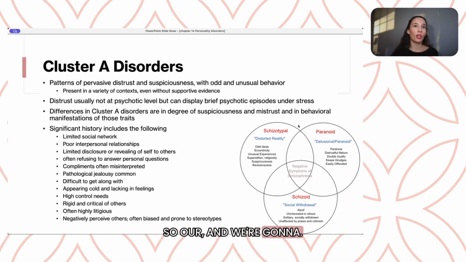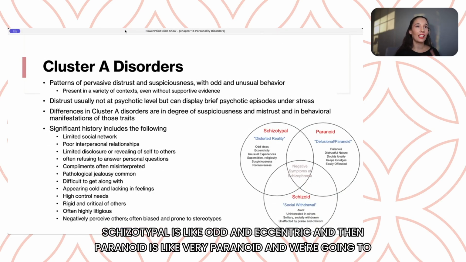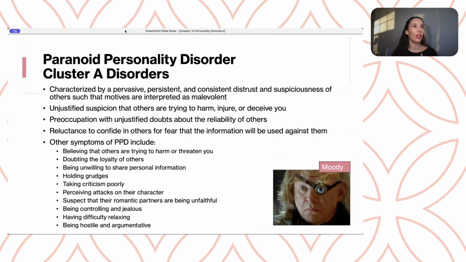So we're going to talk more about each disorder. There's a lot of overlap. Kind of like the main points, the schizoid is kind of the more aloof, solitary, unaffected by praise. Schizotypal is like odd and eccentric, and then paranoid's like very paranoid. And we're going to go more into these.